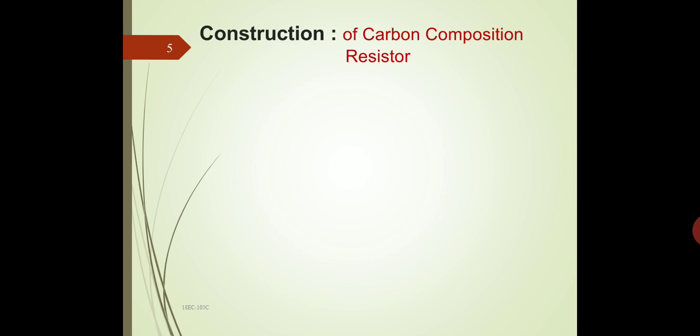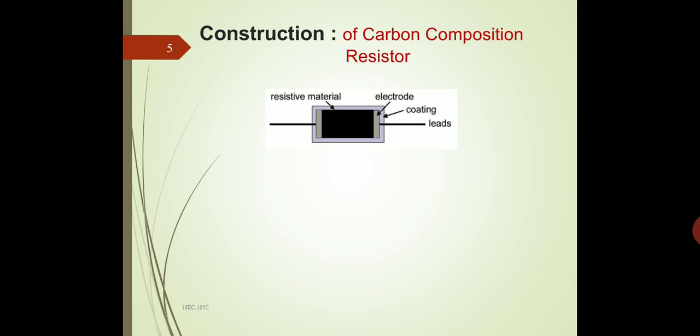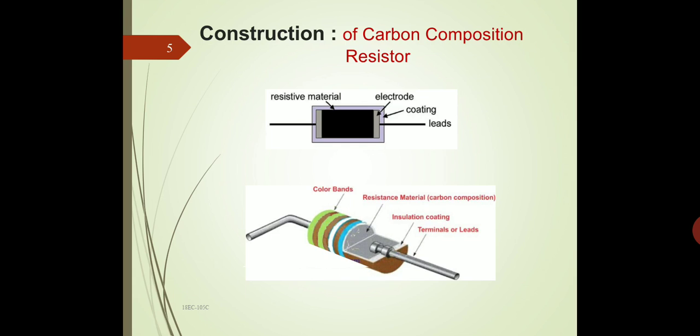Now let us further see the construction. So this is one more model. The resistive material is carbon, and again there are two end electrodes along with leads to connect. There is also the protective coating for the same. So a completed one will look like this.